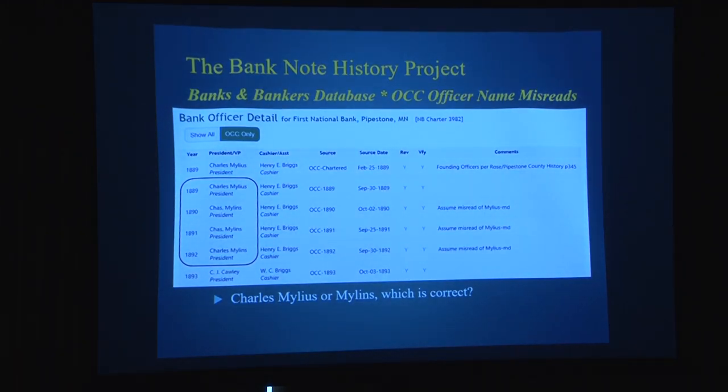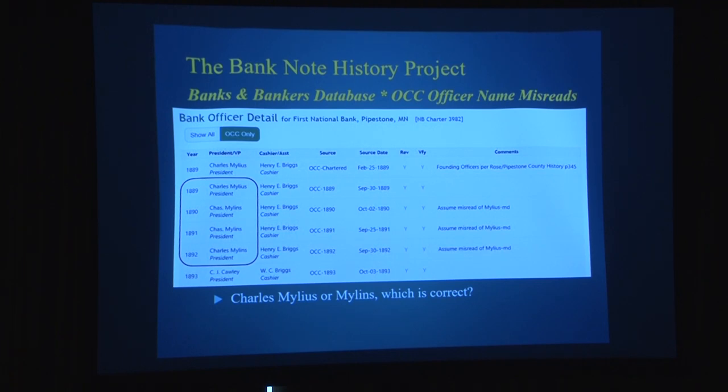All right, here's a fun one: officer name misreads. Here's an example, bank officer detail from First National Bank of Pipestone. If we look at 1889, we've got Charles Milius as president. If we look at 1890, it's got Chas Millins. 1891, Chas Millins. 1892 is Charles Millins. So, is it Charles Milius or Charles Millins?